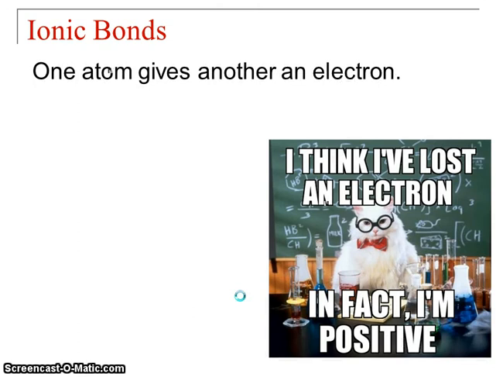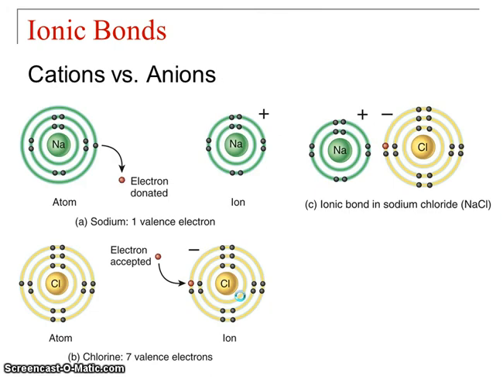First type of bond we're going to look at is ionic bonds. That's where one atom wants to get rid of an electron and it gives it to another atom that wants it. Let's look at an example. So here we've got sodium and chlorine.